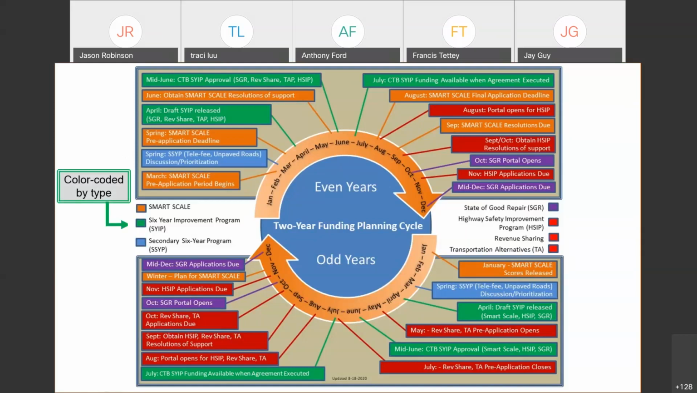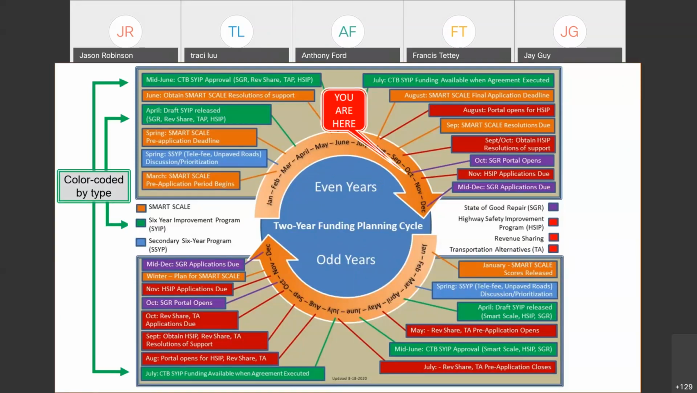In this instance, what's in green is the 6-year improvement program cycle. It's delineated by the different green rectangles on the slide and on the chart. Even years, this is the funding cycle from left to right up top. Odd years are on the bottom. Right now, even though 2020 may go down as the oddest year in history, we are technically in an even year in October, so you can see what's going to come up in the foreseeable future.